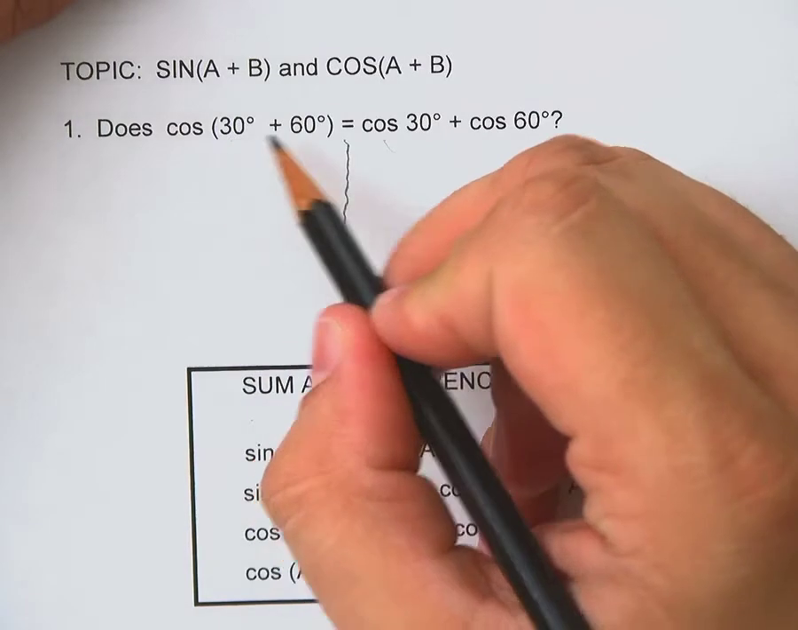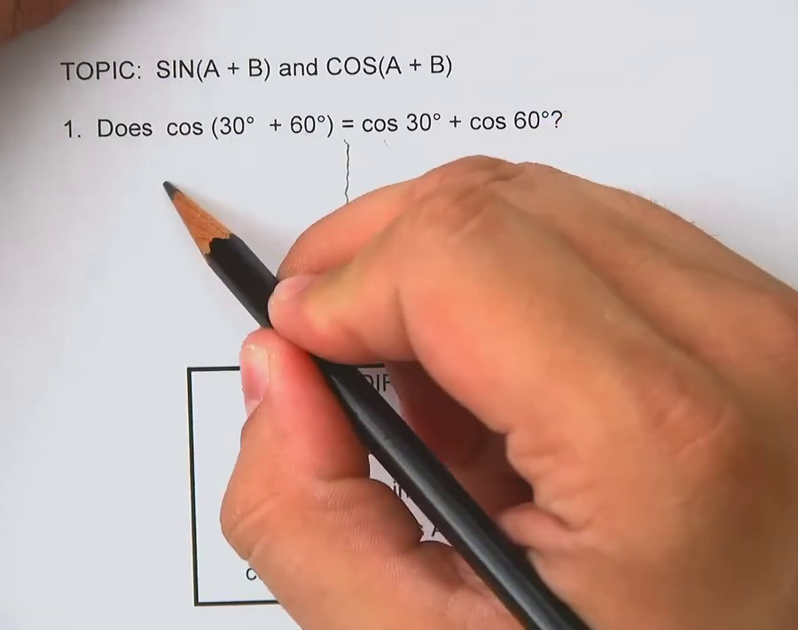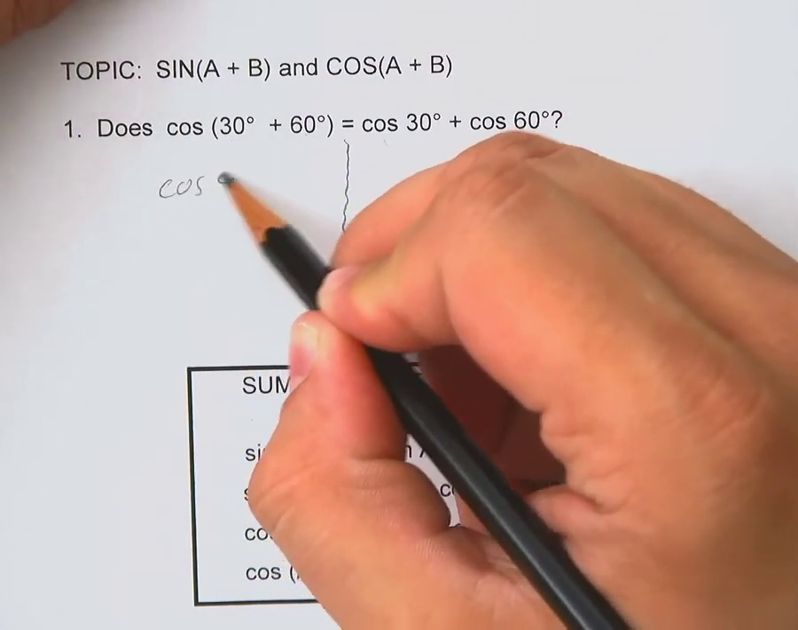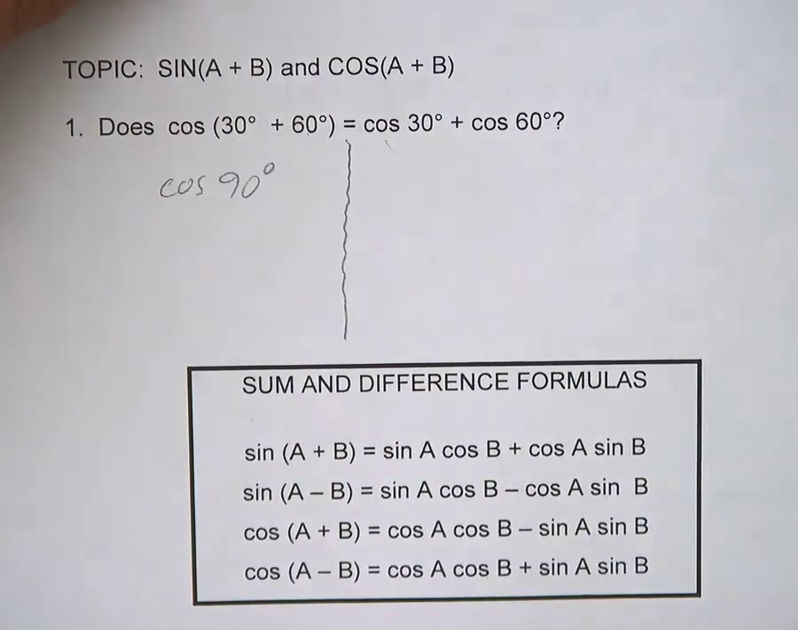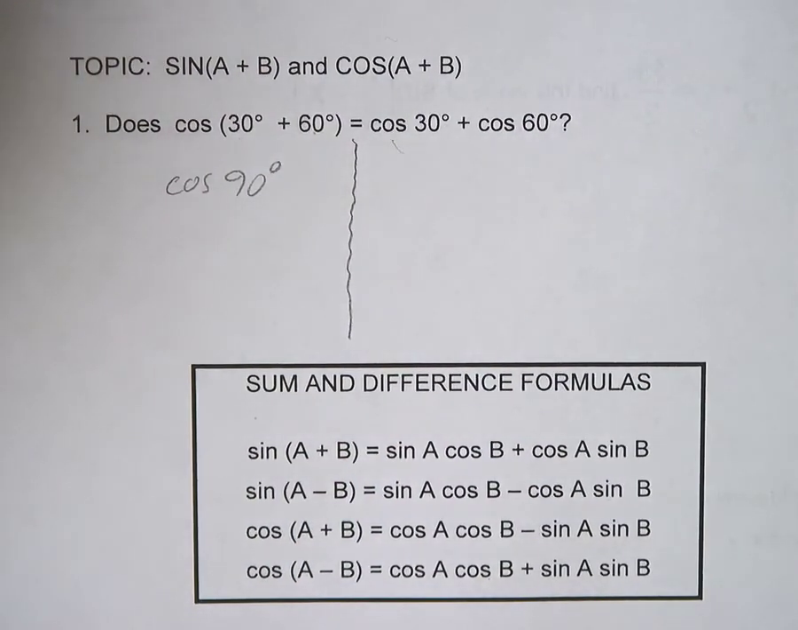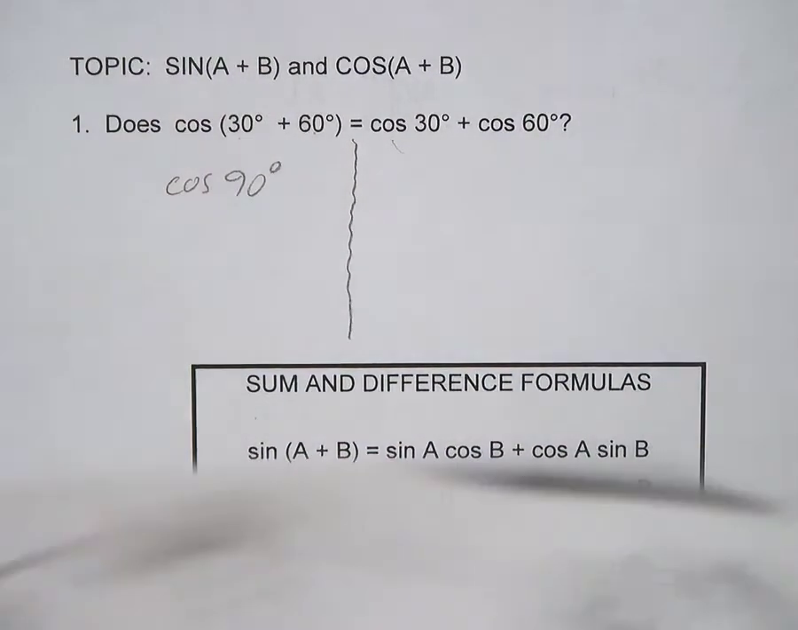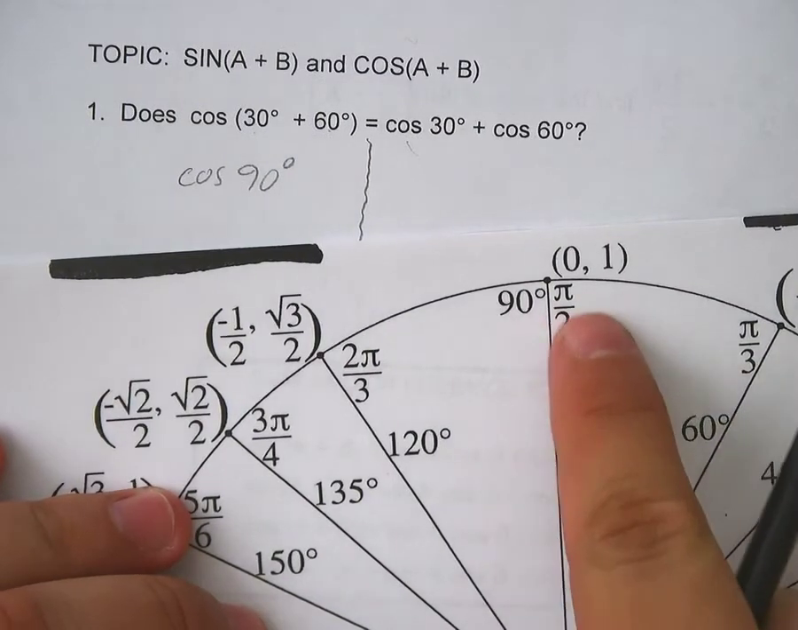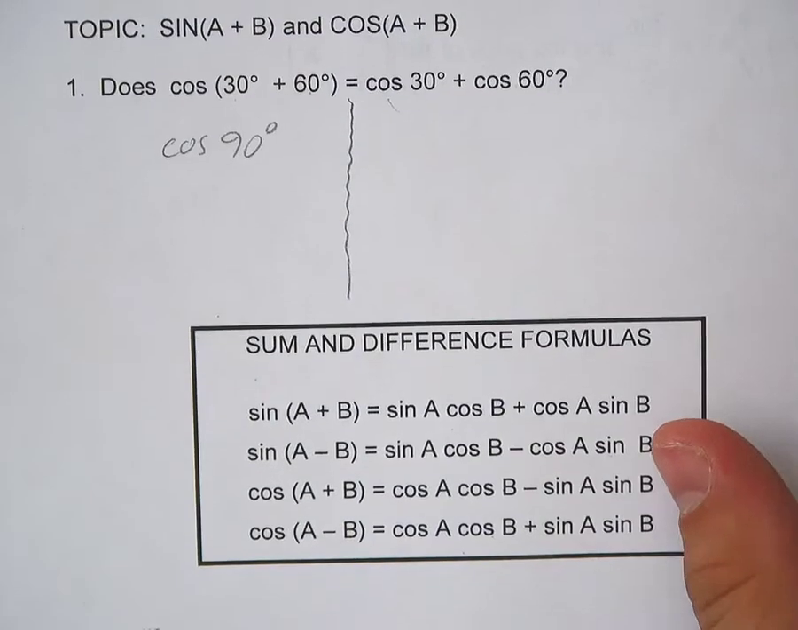What's 30 degrees plus 60 degrees? Well, that's the cosine of 90 degrees, isn't it? And if there's anything we know about 90 degrees on our unit circle, it's that the cosine of 90 degrees is 0.